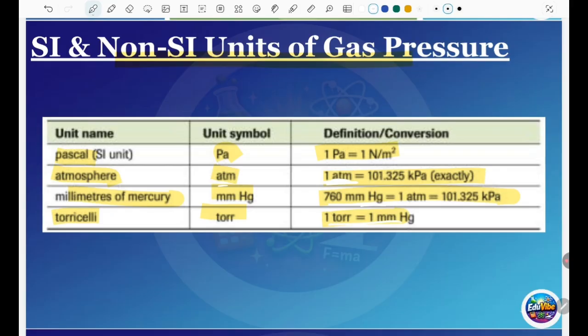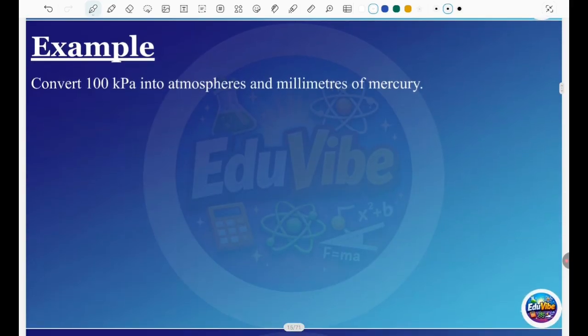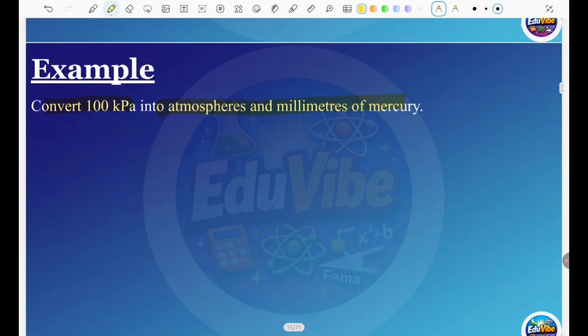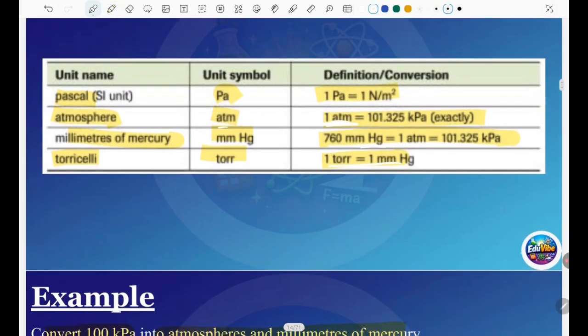So how can we convert from one unit to another? Let's convert 100 kPa into atmospheres and millimeters of mercury. We are starting with kPa, so we first use the relation of kPa to atm. We have the relationship that 1 atm is equal to exactly 101.325 kPa. This is the direct relationship, so we can easily convert from kPa to atm first.